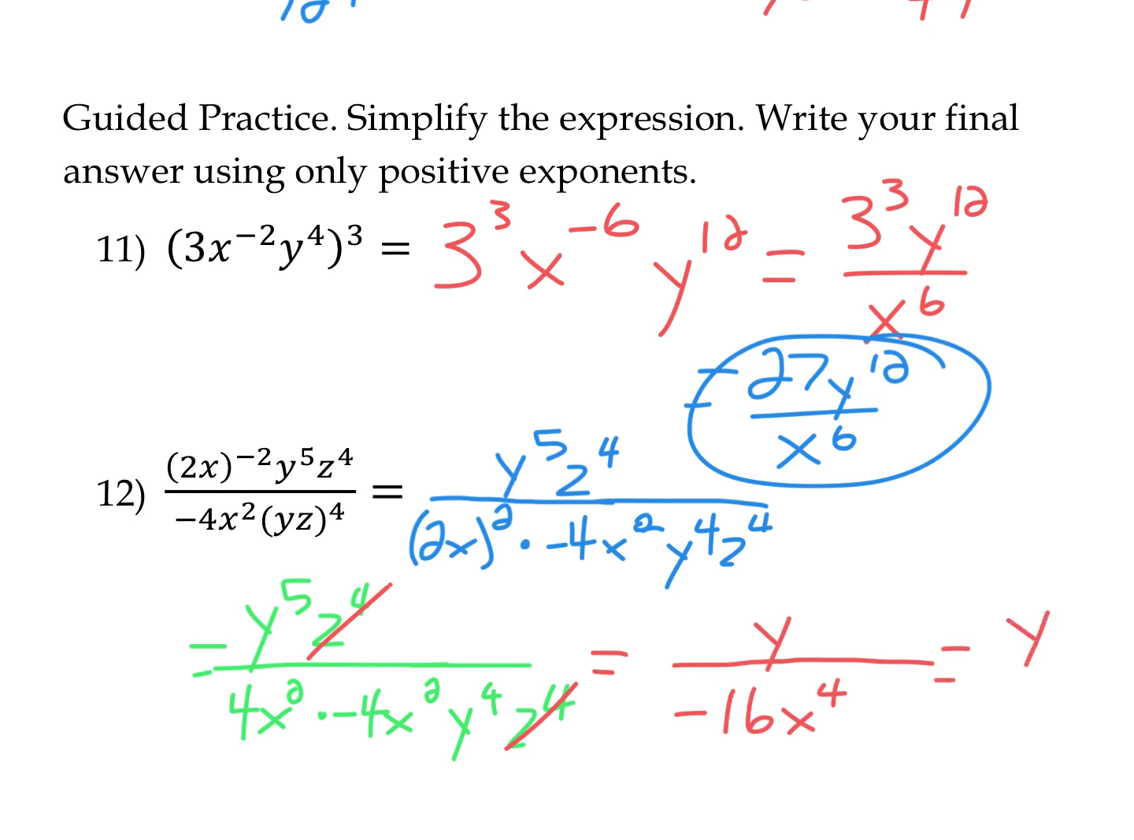Typically, we might also write the negative in front of the whole fraction instead of in the denominator. Okay, so we have negative y over 16x to the fourth. And that would be our final answer. And it has only positive exponents. There's no negative exponents in any of our final answers here. So follow our properties of exponents, remembering what to do when there's products, when there's quotients, and now introducing instances where we're dealing with negative exponents, exponents that are 0, and how we can handle those situations as well.